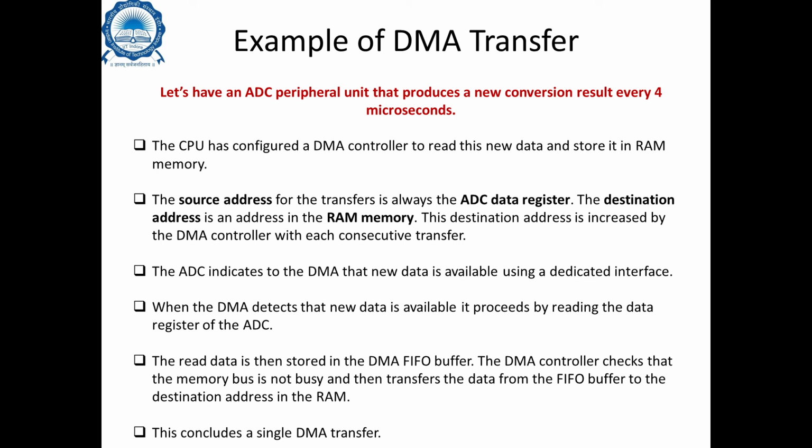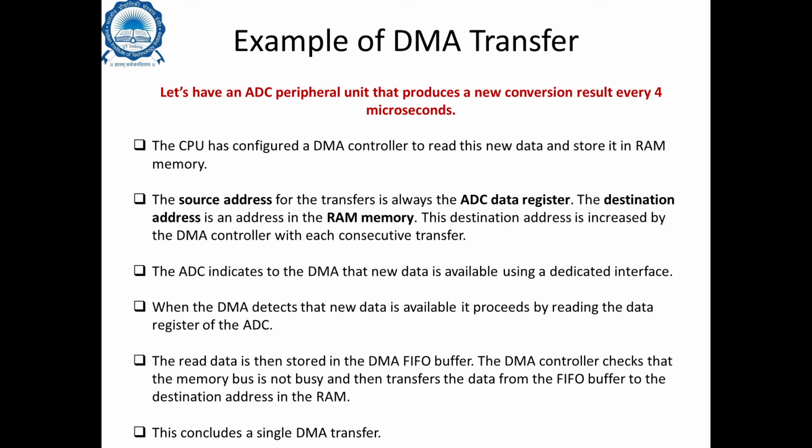So the source address for the transfer is always the ADC data register. That is the source address, because from there we are actually reading it. The destination address is an address in the RAM memory. This destination address is increased by the DMA controller with each consecutive transfer. That is, once the A to D conversion has happened, it will transfer it after a certain periodic interval of time, and the address also will be incremented accordingly.